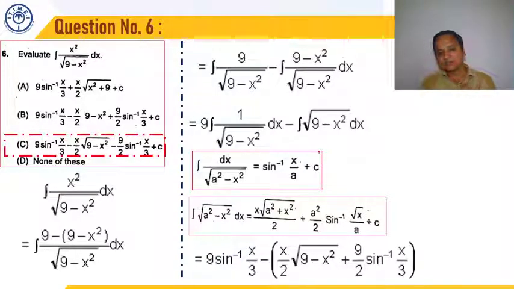The formula is under root a square minus x square dx is equal to x root a square minus x square by 2 plus a square by 2 sine inverse x by a. So we apply the standard formula and get the result as 9 sine inverse x by 3 minus x by 2 under root of 9 minus x square minus 9 by 2 sine inverse x by 3 plus c. C is the constant of integration. It is written as choice C. Yes, standard formula we applied.